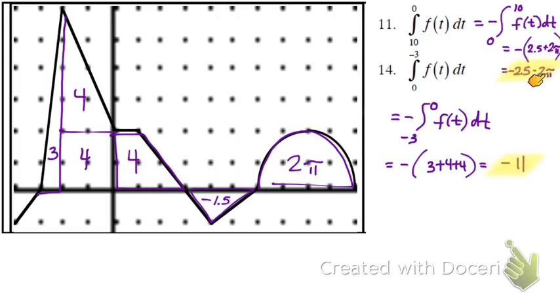For number 14, same thing. We already knew the area between negative 3 and 0 was 11. Since we're reading it backwards, 0 to negative 3, I flipped it upside down, made it negative, therefore it becomes a negative 11. Let me do the next one, and then we'll talk about that one right now.